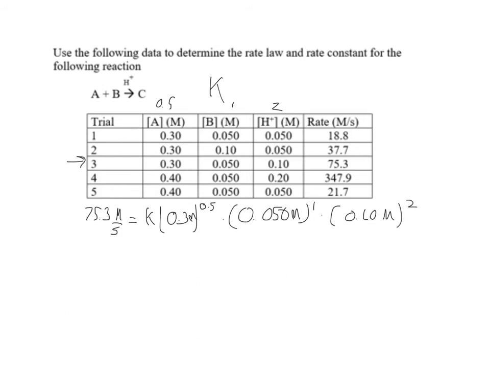Solving for K algebraically, we would find that K is equal to 27,500, or something thereabouts. Now, how do we determine the units of K?